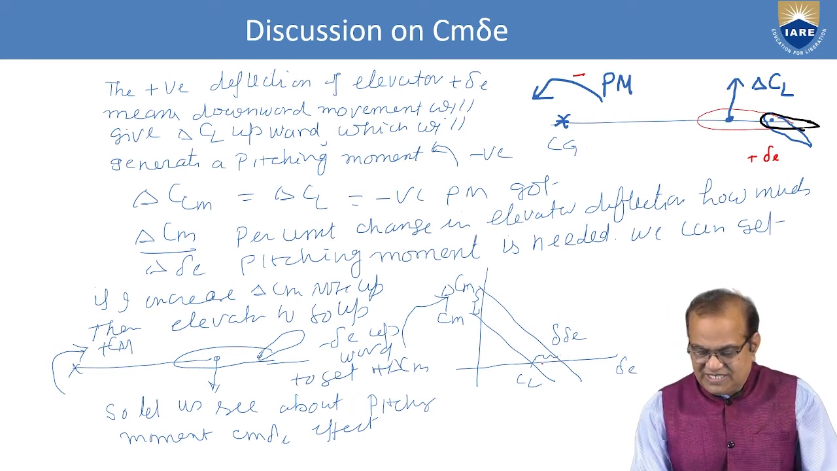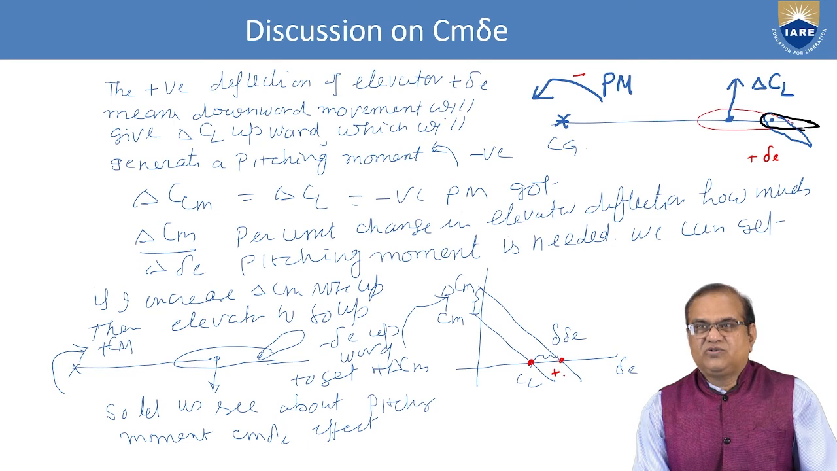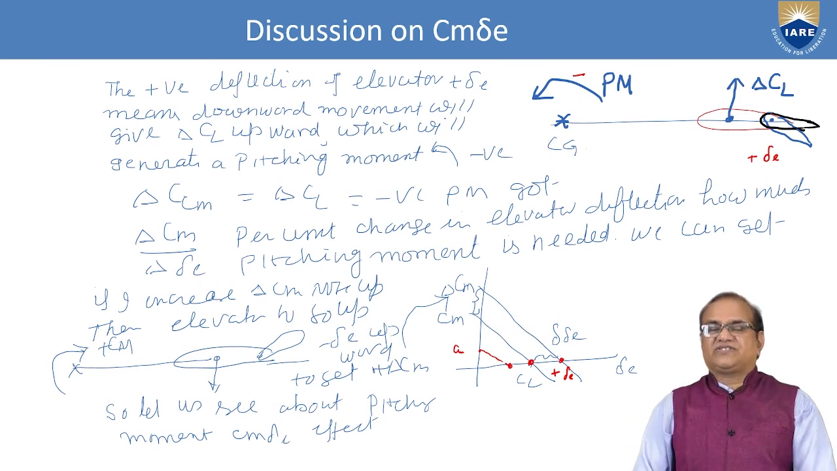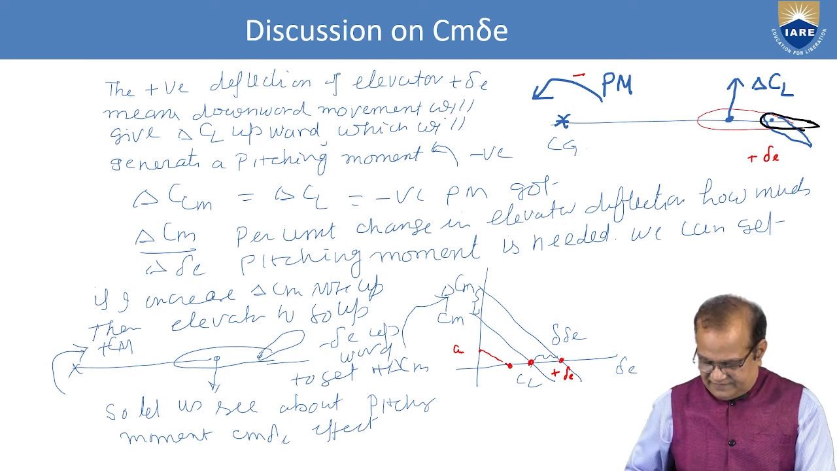So let us see the pitching moment Cm delta E effect. You can see here this is the trim condition. As you go to a more positive, positive delta E, the CL will increase and the Cm will be more positive. And if you deflect upward, your Cm will decrease. So this is the importance of deflection of elevators in the aircraft.